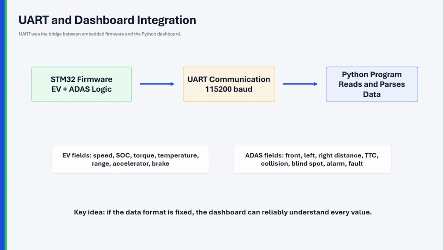The data is sent in a fixed format. One port contains EV values like speed, SOC, temperature, range, accelerator and brake, and another port contains the front distance and the left and right distance, TTC, collision state, and blind spot status, and of course our alarm and filter. The Python program reads this UART data, separates each value, and updates it in the dashboard.